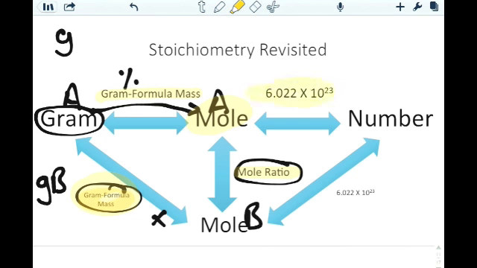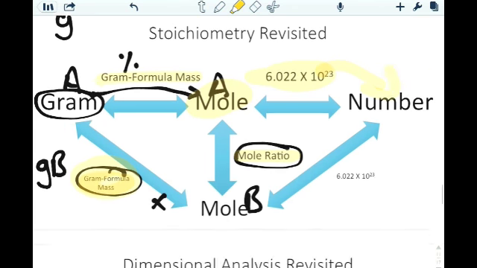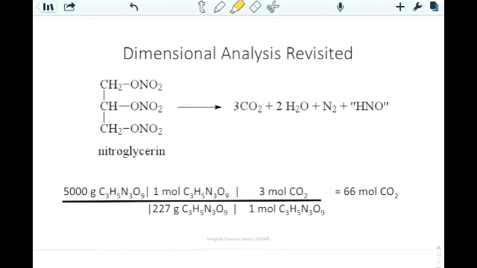And then we can always use Avogadro's number to figure out how many atoms or how many molecules we have. So looking at dimensional analysis again, here we have our nitroglycerin, and we're saying that we have 5,000 grams of it. Well, if I want to convert it to something else, I have to use the mole ratio, so it has to be in moles. So I have my 5,000 grams. Remember, if you ever see grams, you need the gram formula mass. The gram formula mass of nitroglycerin is about 227 grams per mole. So that's where we see this relationship: 1 mole equals 227 grams.